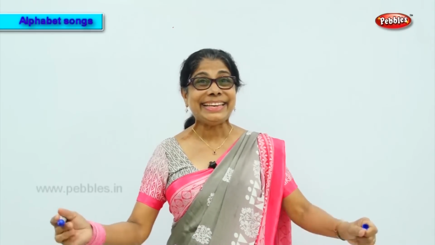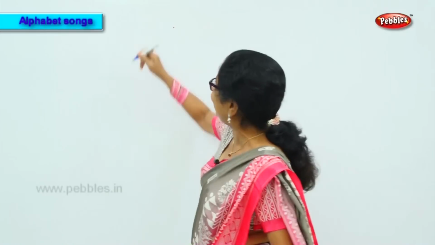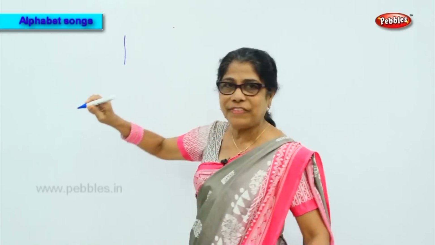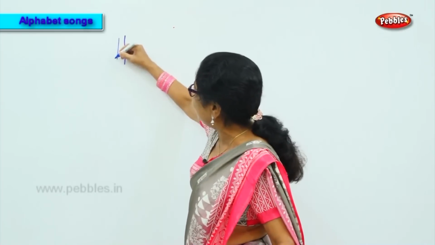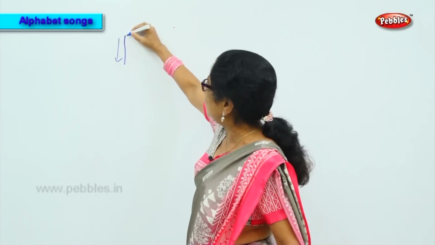Now, we'll do another new letter. A very interesting letter. Letter E. E. Show me your teeth. E. That's it. E is very easy. A straight line. Then you have another line.